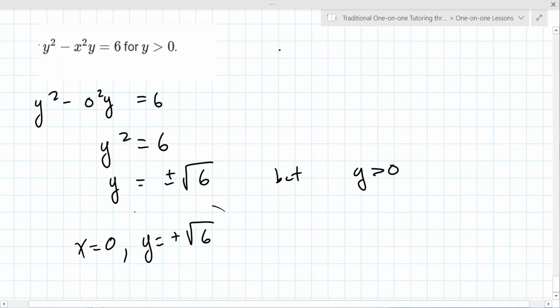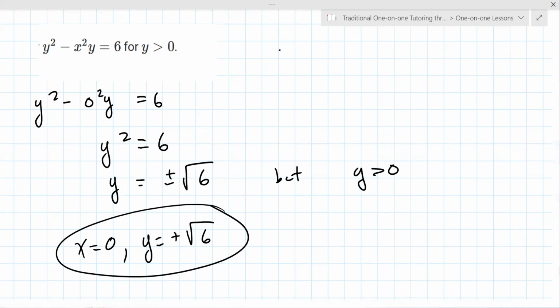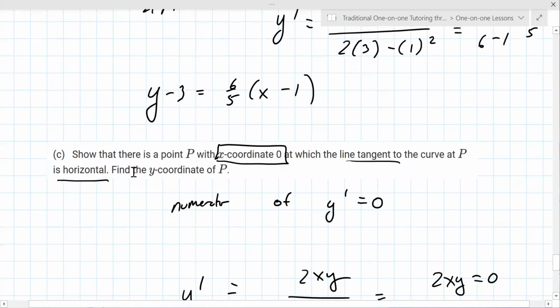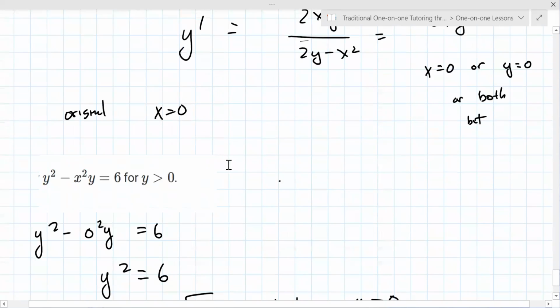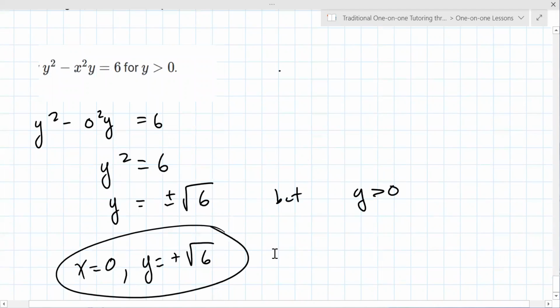So is it asking for a point? Is that what it's asking for? Yes. Let's go back. Oftentimes there's so much going on here that you've got to ask, what does it want? Show there is a point P. Yeah, find the y coordinate of P. So we showed it. Lot going on here.